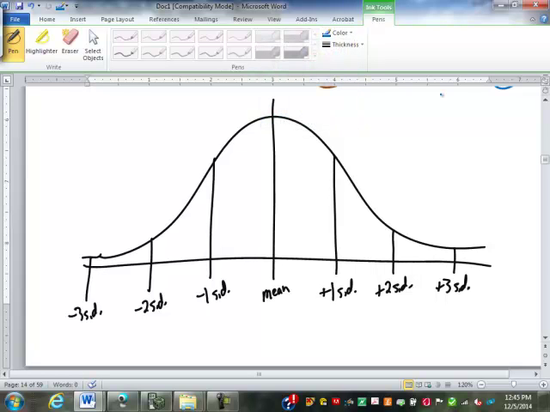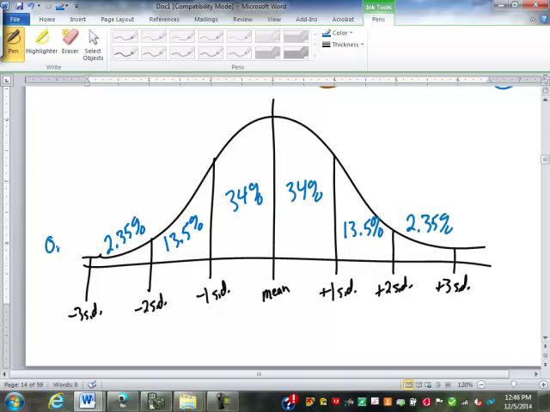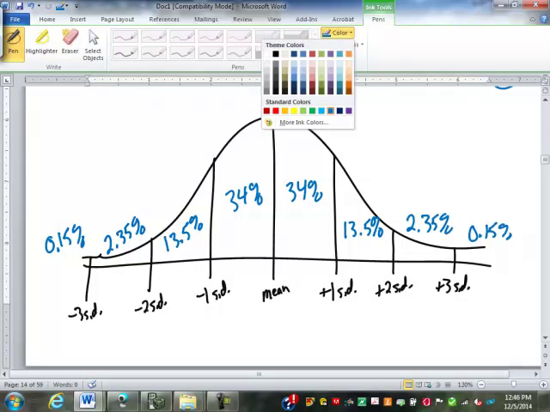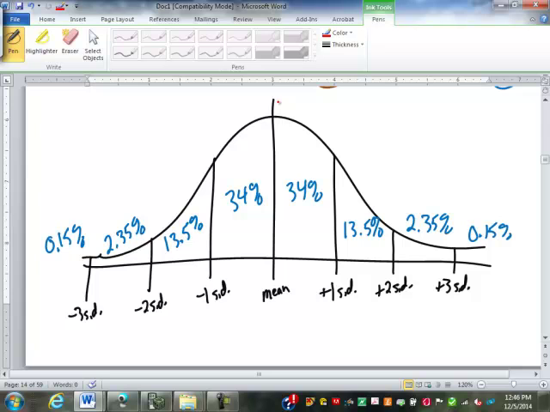In these spaces, there are set percents. 34% of the data will be between the mean and 1 standard deviation on each side. 13.5% will be between 1 and 2 standard deviations away from the mean. Are these just standard? These are standard. These percents are the same on any curve. 2.35% is between 2 and 3 standard deviations. And 0.15% is outside of 3 standard deviations. Those percents never change. What changes are these numbers down here.